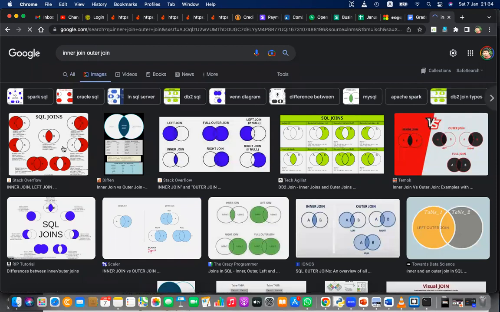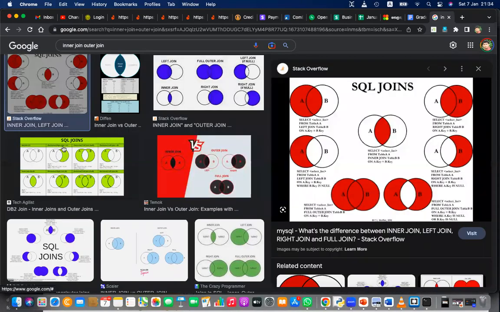These are the SQL join types that you have. If you inner join, this is actually the left join. Left join is basically all the columns in the left table are taken, and the matching columns in the right table are taken. This is called left join. Then full join means taking all of these.